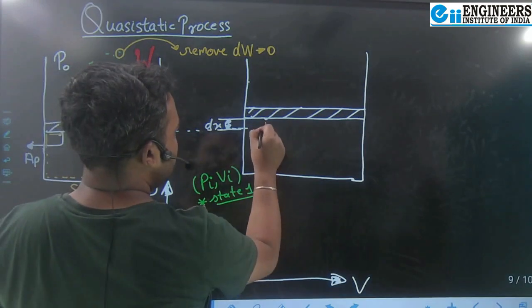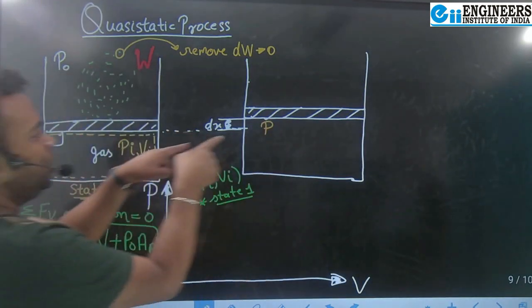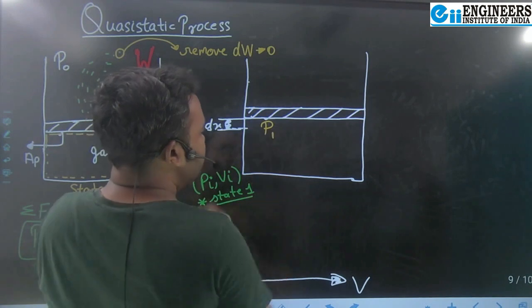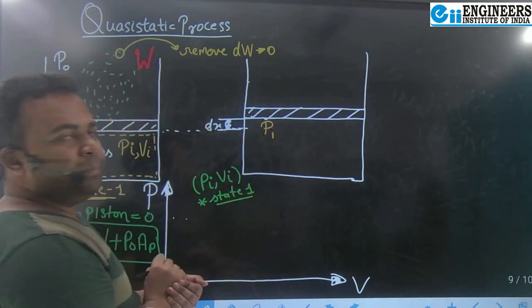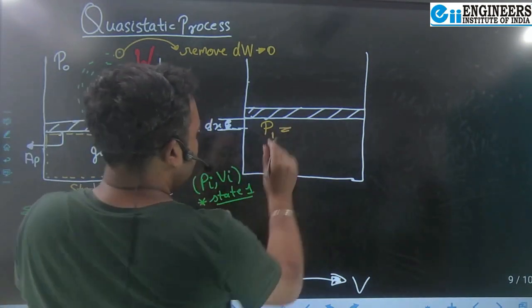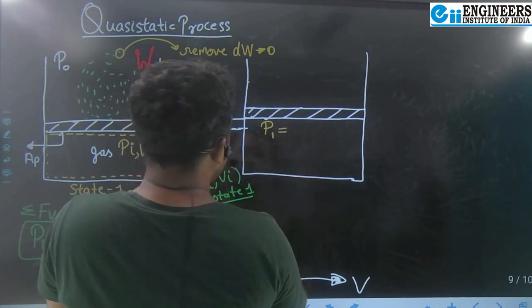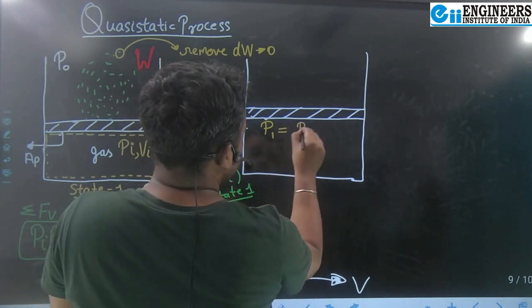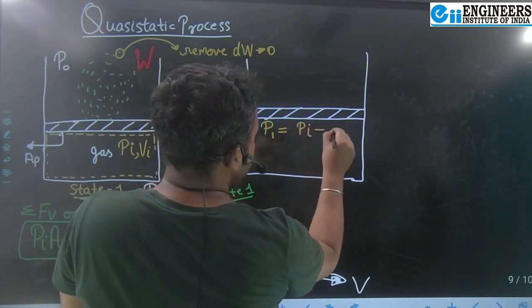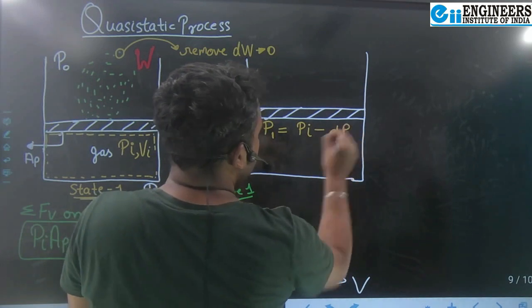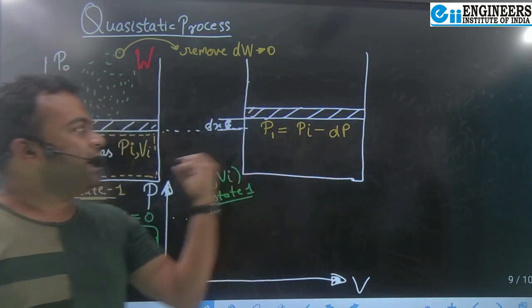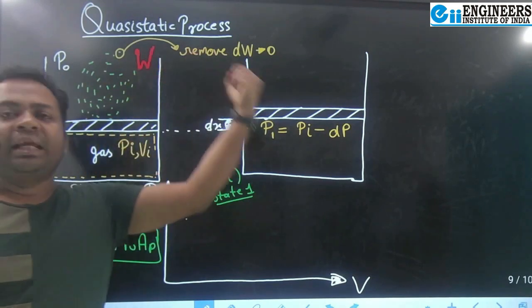So let's say the pressure changes from the initial pressure to P1. Pressure has been changed. What is the value of this P1 pressure? It is equal to the initial pressure minus some decrement in the pressure, right? Because everything is happening very infinitesimally, right?